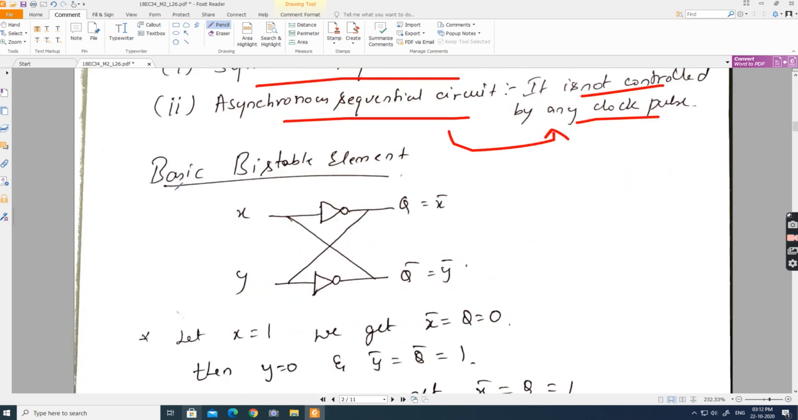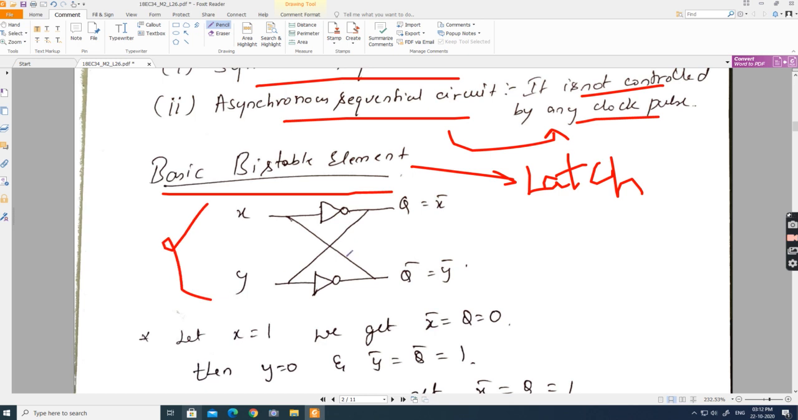Fine. So we will start with the applications, that is latches and flip-flops. We will start with the basic bistable element. Which is the basic bistable element? I call it a latch. A latch is a basic bistable element.